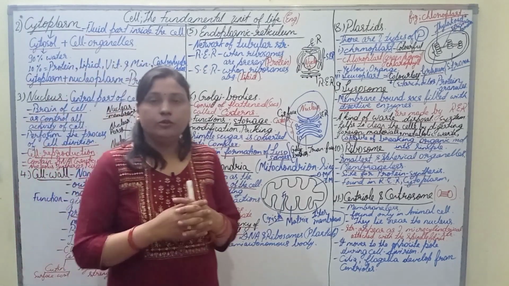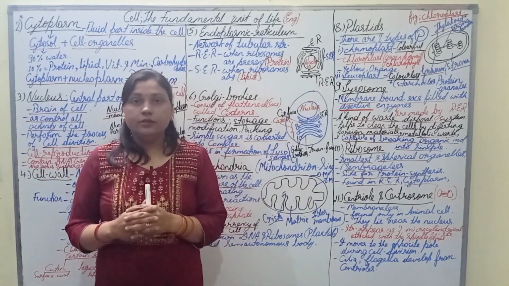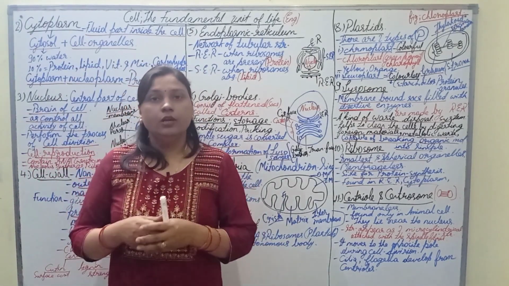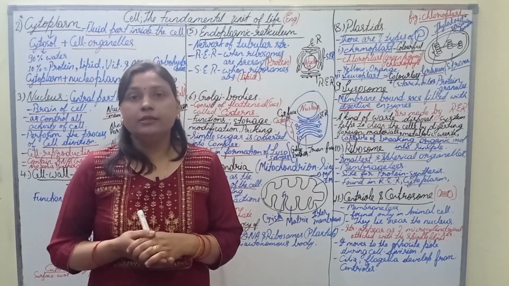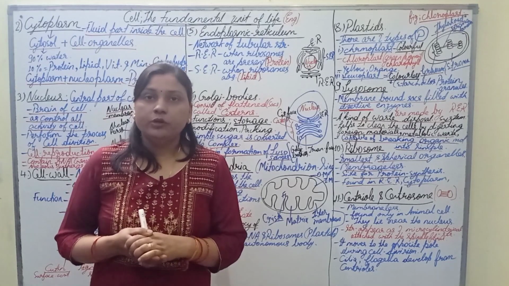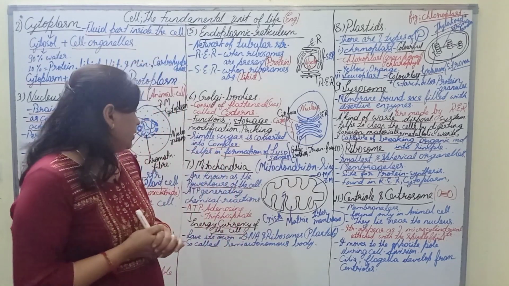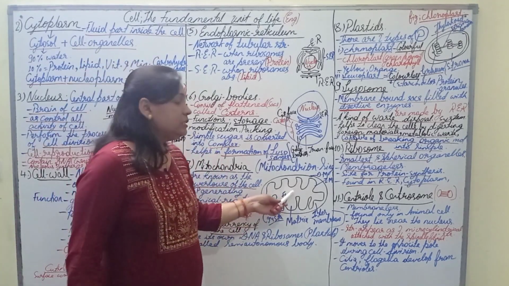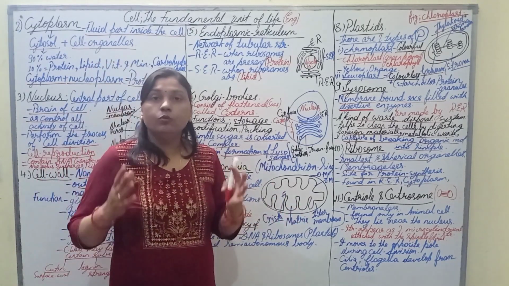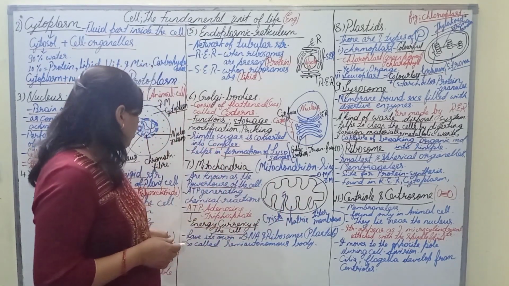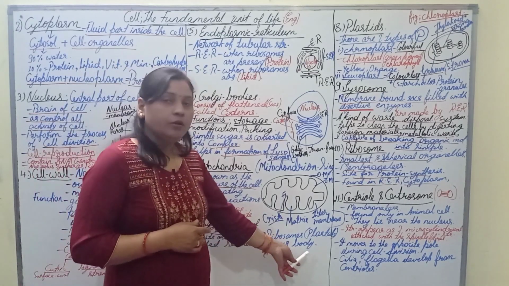The first important function of mitochondria is the production of energy in the form of ATP. Mitochondria is also known as a semi-autonomous body, as mitochondria have their own DNA and ribosomes, so they can replicate and make their own structure. So it is called a semi-autonomous body.